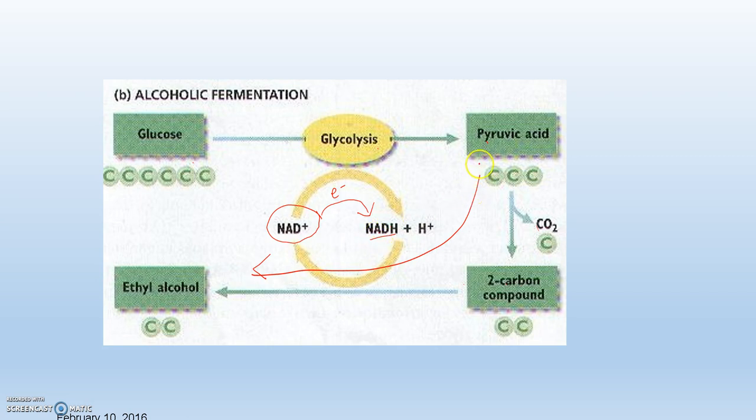So let's understand this. Pyruvic acid is converted into a 2-carbon compound by loss of carbon dioxide. 3 minus 2 is equal to 1. And this 2-carbon compound is now converted into ethanol. But in this process, NADH is reconverted back into NAD. So we are regenerating our NAD plus.